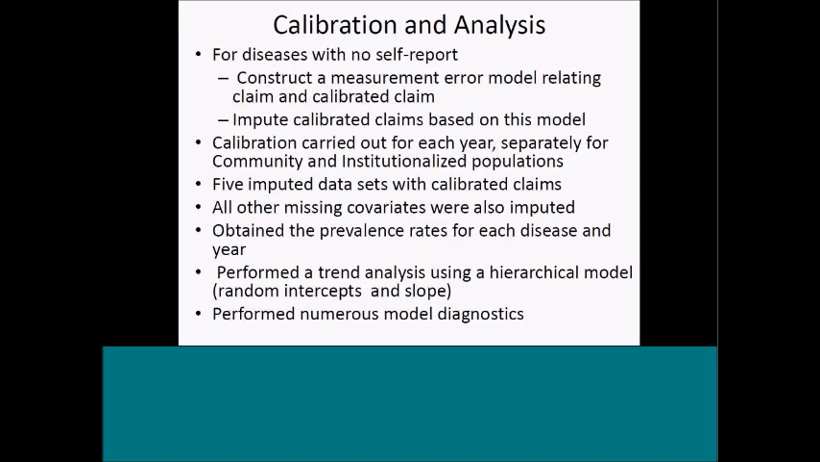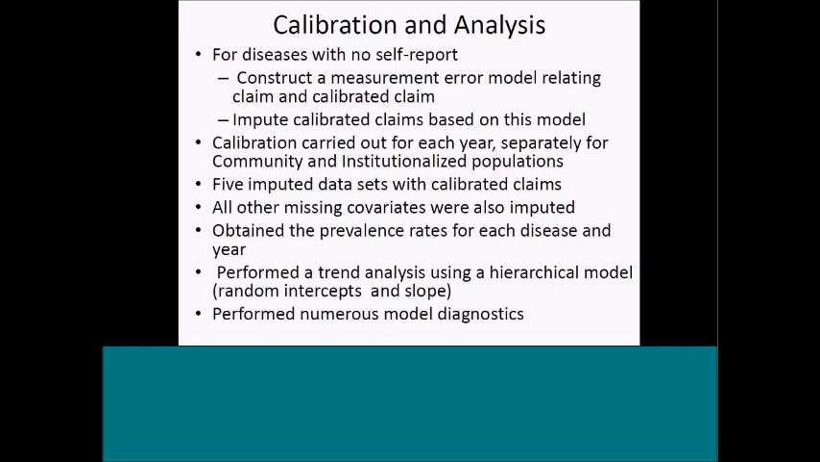So we have calibrated and uncalibrated rates for those for which we have the self-report data. We are taking that measurement error model we are building between the calibrated and uncalibrated rate and applying that to all the data for which we don't have a self-report. So basically I'm modeling the relationship between calibrated and uncalibrated and then transporting that model to all the cases for which we don't have self-report data.